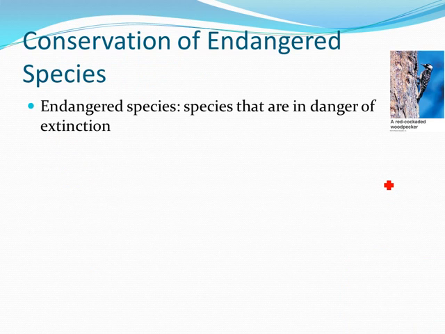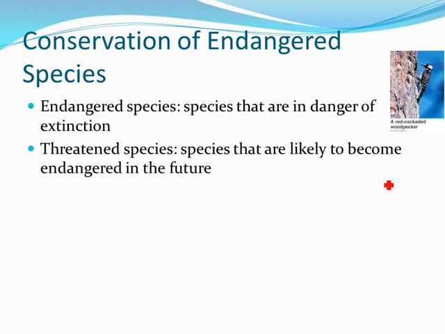Within population ecology, there is conservation for endangered species. What are endangered species? These are species that are endangered to be extinct. One example is the red cockaded woodpecker. However, it's actually a success story that I'll talk about in just a second. Another definition is threatened species, and these are species that are likely to become endangered in the future. So they're not endangered species yet, but they are likely to become endangered soon.